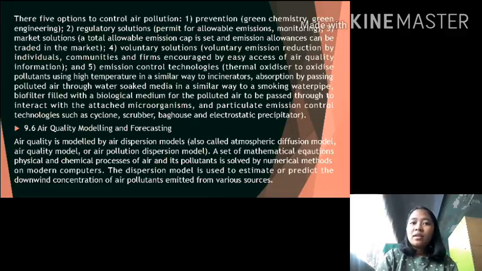Next, 9.6. Air quality modeling and forecasting. Air quality is modeled by air dispersion model, also called atmospheric diffusion model, air quality model, or air pollution dispersion model. A set of mathematical equations, physical and chemical process of air and its pollution is solved by numerical methods on modern computer. The dispersion model is used to estimate or predict the downwind concentration of air pollution emitted from various sources.